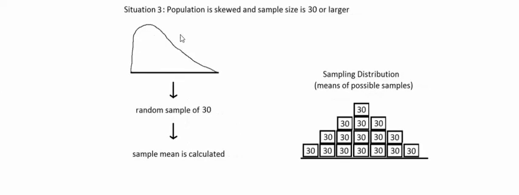In this situation, the population is not normal, and a random sample of 30 people is being selected, and the mean of the 30 people is being calculated. In this situation, the sampling distribution, the possible samples, are close to a normal distribution. That's because when the population is not normal, then the sampling distribution will be close to normal if the sample size is 30 or more. So now we've covered the three major situations. We had a normal distribution being sampled, we had a skewed population and a sample size of less than 30, and we had a skewed population with a sample size of 30 or more.